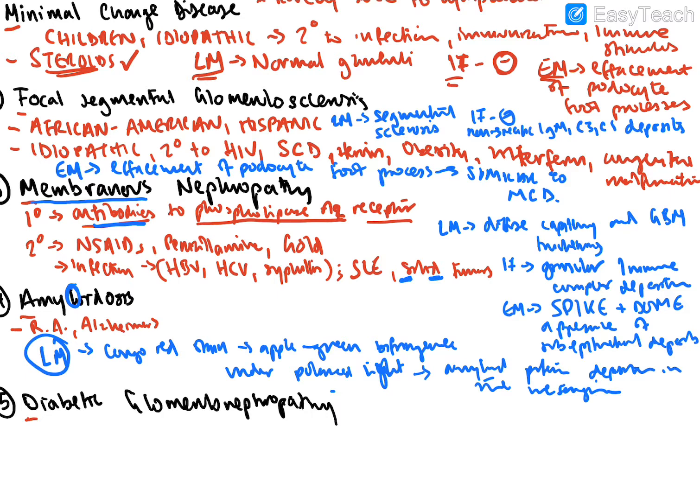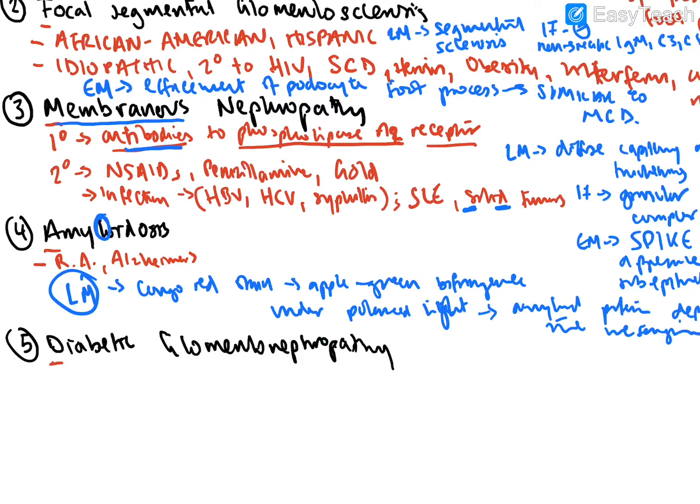And last but not least, we have diabetic glomerular nephropathy. Diabetic glomerular nephropathy is the most common cause of end-stage renal disease, especially in the United States. So what happens over here? This is a very important process to follow. You have hyperglycemia. Obviously, diabetic patients, if it's not well controlled, can have severe hyperglycemia. What does hyperglycemia do?